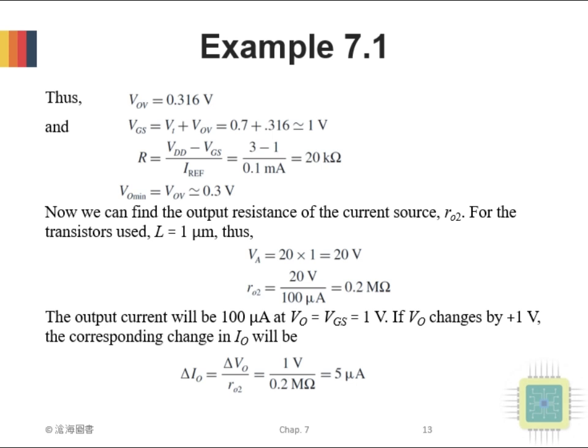Now we can find the output resistance of the current source, R_O2. For the transistors used, L is 1 micrometer. Thus, V_A is equal to 20 V, and R_O2 is 0.2 megaohms. The output current will be 100 μA at V_O equals V_GS, which is 1 V. If V_O changes by +1 V, the corresponding change in I_O will be calculated from this equation. Delta I_O is equal to 5 μA.